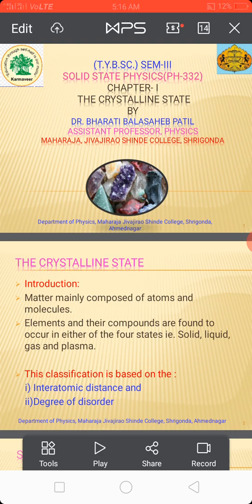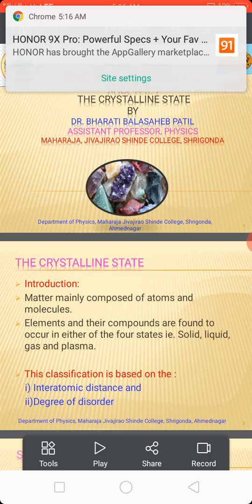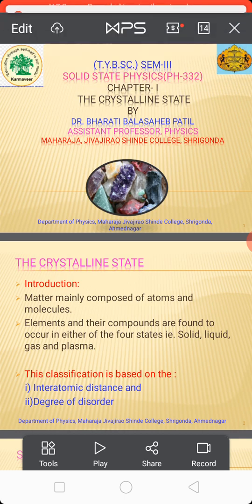Based on interatomic distance and degree of disorder, there are various types of matter, and these are solid, liquid, gas, and plasma. In case of solids, the interatomic distance is less, and the degree of disorder is also less. As we move from solid, liquid, gas to plasma, interatomic distance and degree of disorder go on increasing.